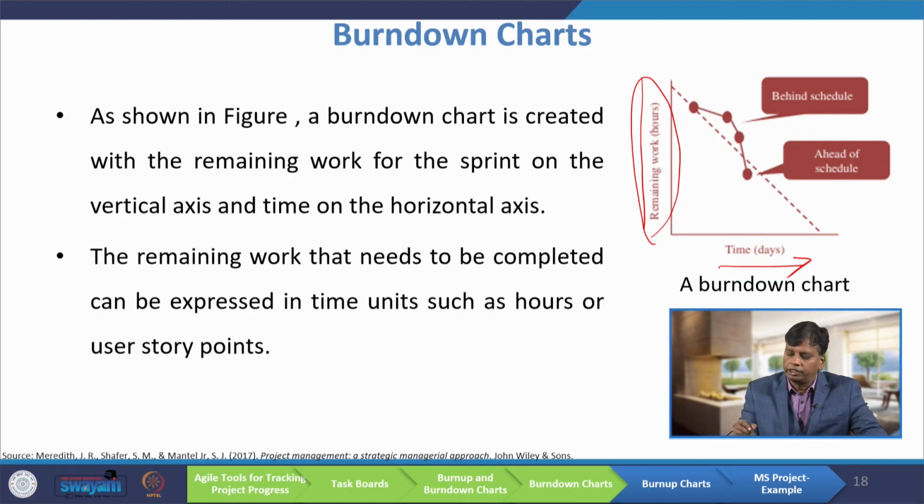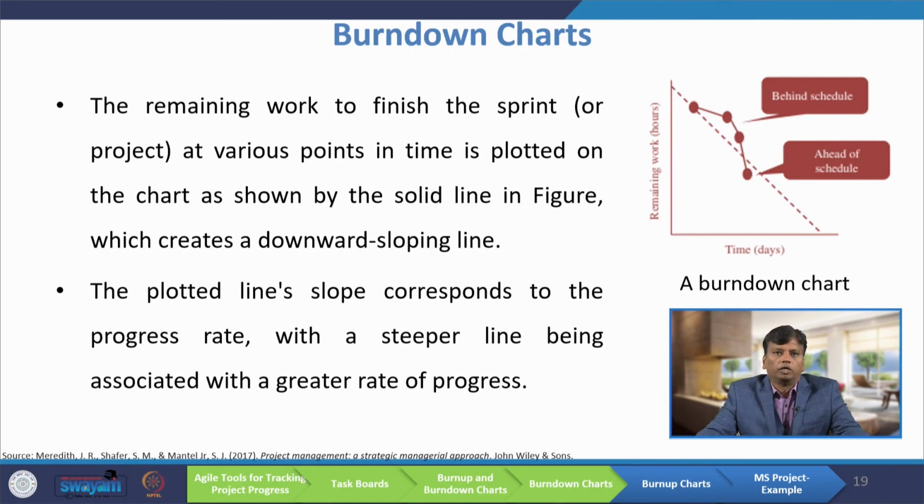So, what is happening? See, initially assume that there are 100 user points. When time elapses, 100 becomes 90, 80 and so on. The remaining work to finish the sprint or the project at various points in time is plotted on the chart as shown in the solid line in the figure, which creates a downward sloping line. See, this thick line is the solid line which has the downward slope, because when the time elapses, the work to be done is decreasing.